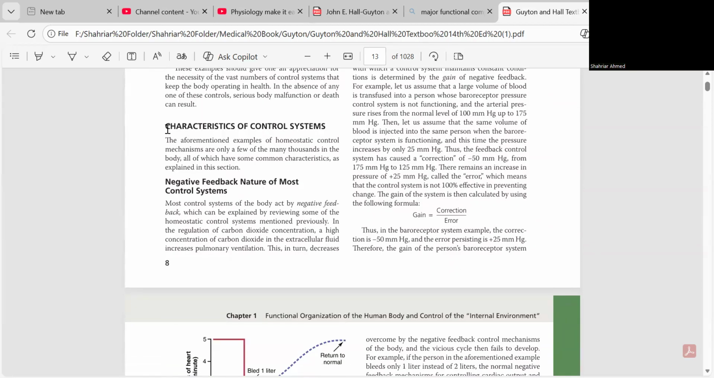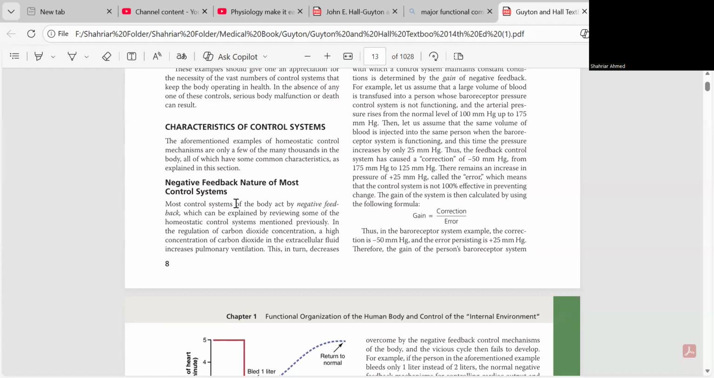Next we'll discuss the characteristics of the control systems. The aforementioned examples of homeostatic control mechanisms are only a few of many thousands in the body, all of which have some common characteristics as explained in this section. Negative feedback nature of most control systems.